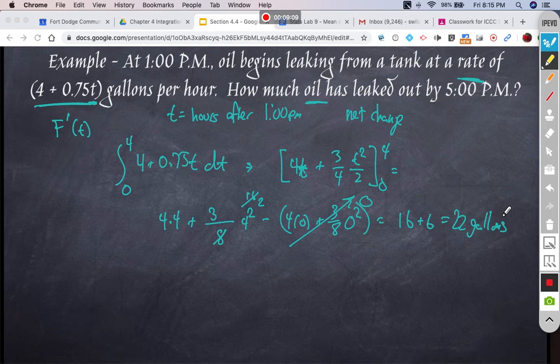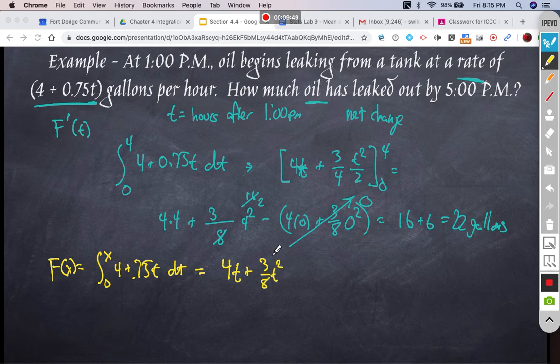Now I'm going to just kind of change this slightly. If I wanted a function, if I wanted to say f of x is how much is leaking out at certain number of hours after 1 o'clock, I would do this integral from 0 to x of 4 plus 0.75 t dt, which is going to give us, again, 4t plus 3/8 t squared, evaluated from 0 to x.